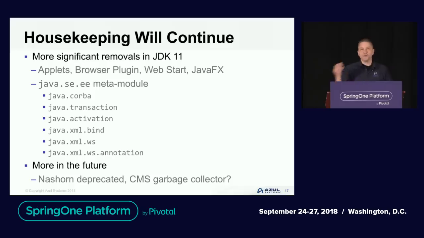Other things are planned for removal. This is not going to stop anytime soon. So Nashorn was deprecated in JDK 11, which means that the JavaScript engine is going away. Personally, I'm not too upset by that. You know, it's JavaScript, Java. I know they've got the same word in them, but Java is to JavaScript as car is to carpet. Anyway, the CMS garbage collector has been deprecated as well, so at some point that may well be removed.